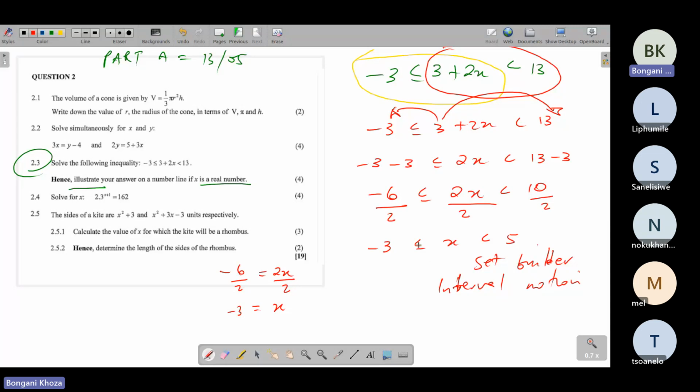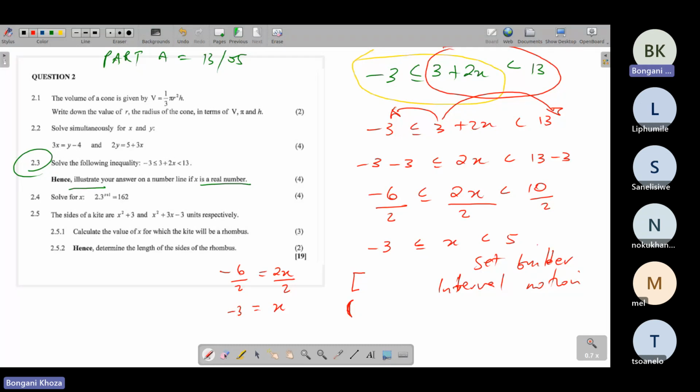For interval notation, we check these signs. If I have an equal sign over here, that means I'm going to have a square bracket. It means that number is included. If I don't have that equal sign, that means I'm going to have a round bracket. It means that number is not included.